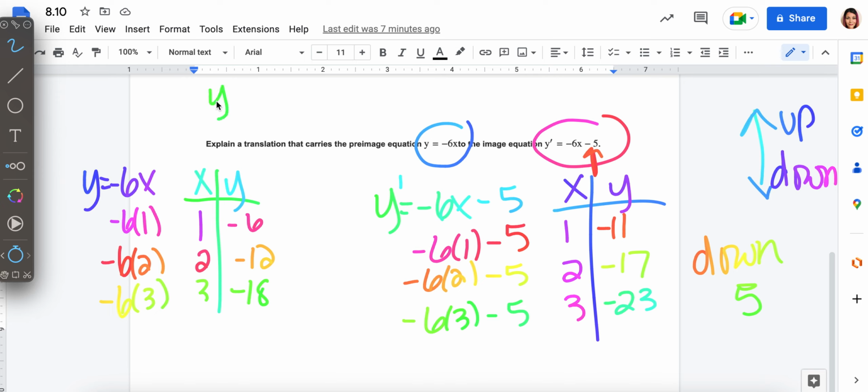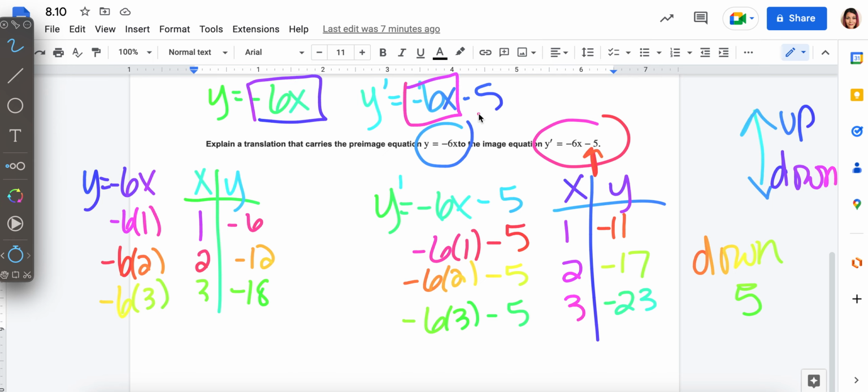So with these equations, this is just proof. I don't really even have to do all of this work. All I need to do is look at what's the difference. The negative 6 stays the same, so the only thing that's different is the minus 5, and the minus 5 tells us we go down 5.